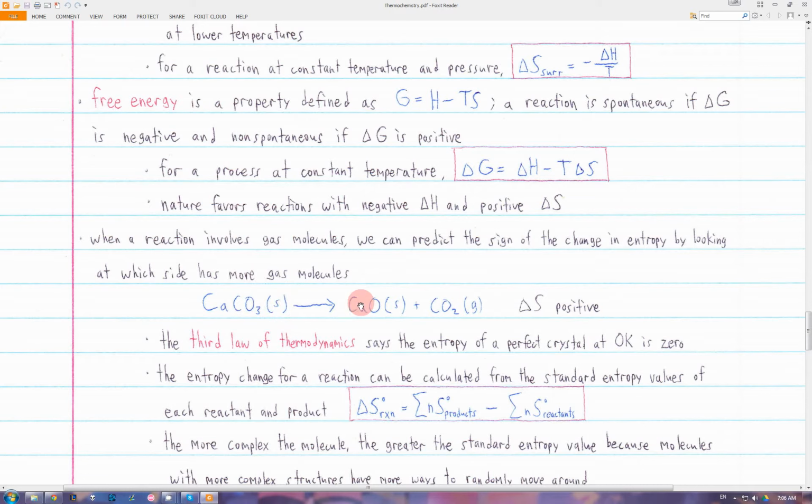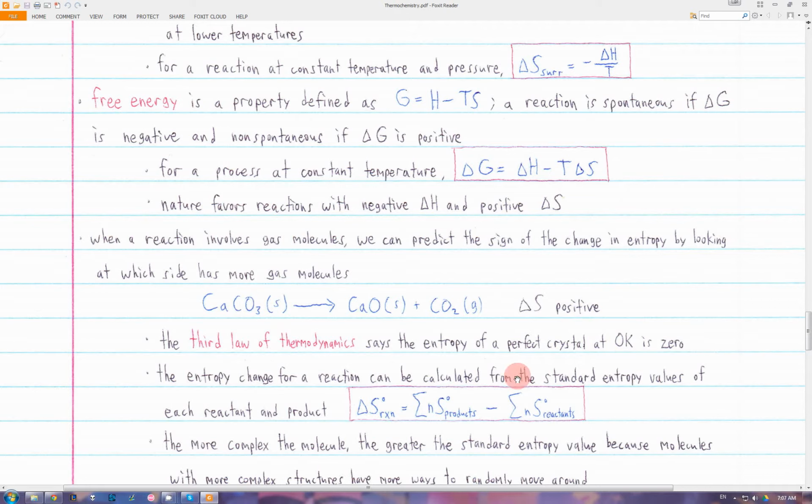Okay, so the third law of thermodynamics, the last one, says that the entropy of a perfect crystal at 0 Kelvin is 0. Because a perfect crystal is all orderly and aligned, and at 0 Kelvin we have almost no random movement of the molecules. So this basically just defines what 0 entropy is. After we define what 0 entropy is, we can assign every other molecule an absolute entropy value based on this reference point.